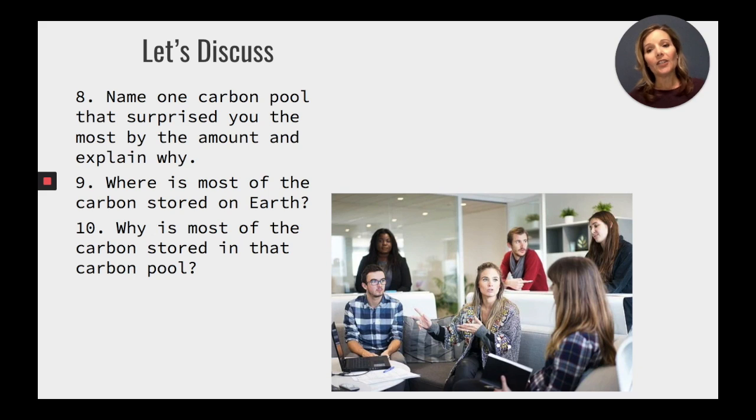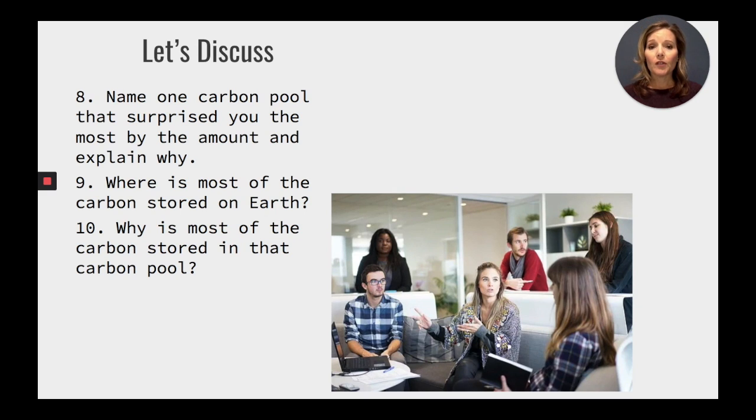So now that you've had a chance to write down your thoughts, let's talk about what you may have thought about. When I've done this with students before, a lot of my students are oftentimes surprised at the amount of carbon that's stored in the ocean. I was surprised too, considering how tall that stack of chips became.